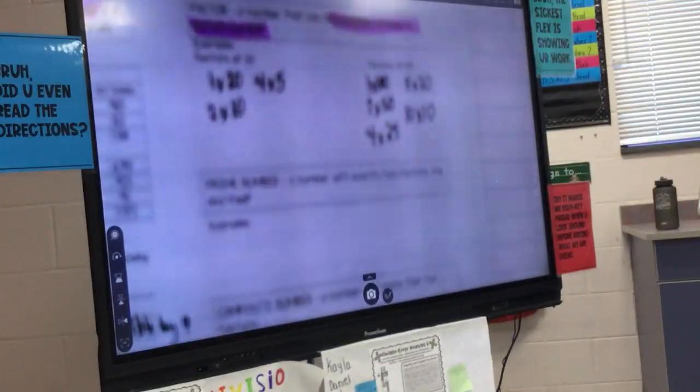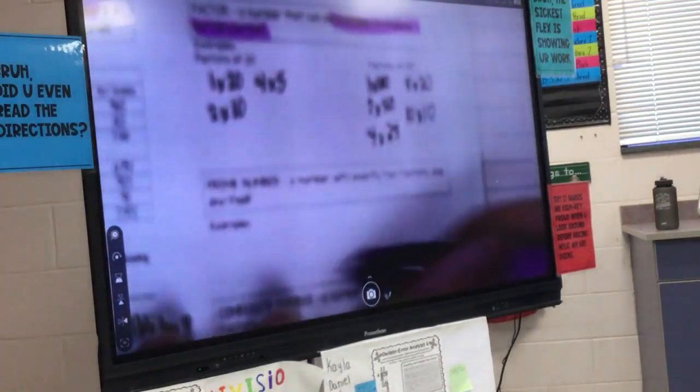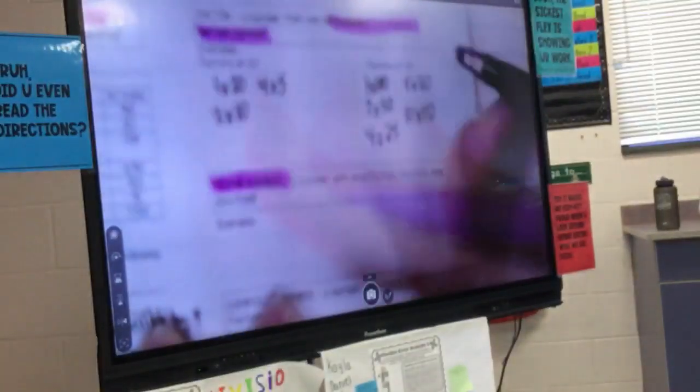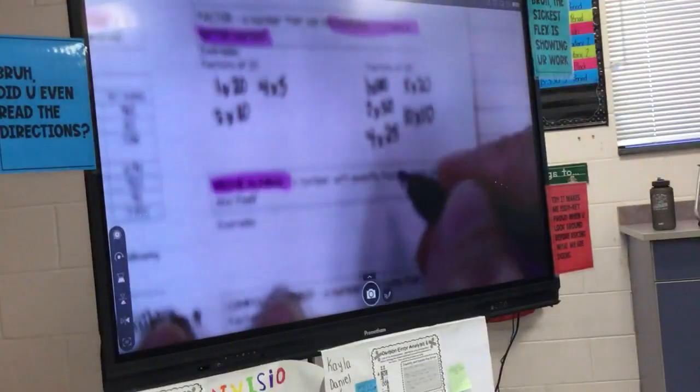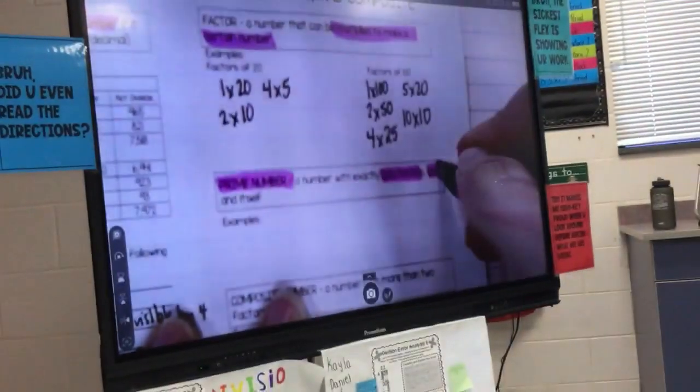All right, prime numbers. A prime number is a number where the only things you can multiply are 1 and itself. So it has exactly 2 factors, 1 and itself.